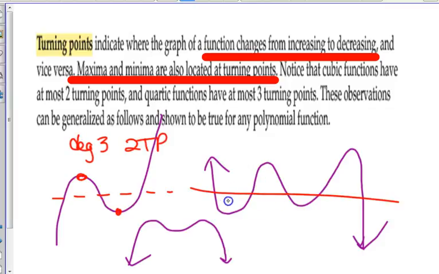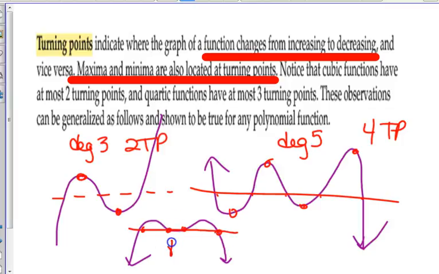This has at most how many places it crosses? 1, 2, 3, 4, 5. So this is at most degree 5, and it has 1, 2, 3, 4 turning points. This has at most 1, I'm going to go with 2, 3, 4. So this might be a degree 4. And it has 1 maximum, 1 minimum, 1 maximum, so 3 turning points. What do you notice?